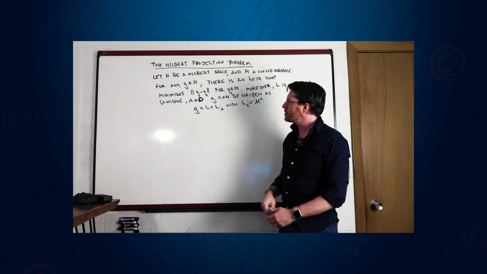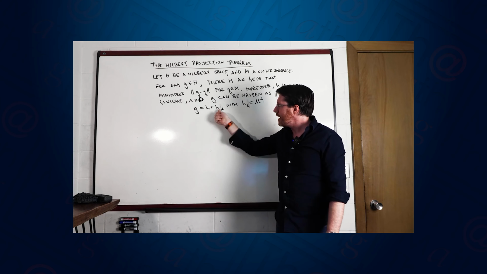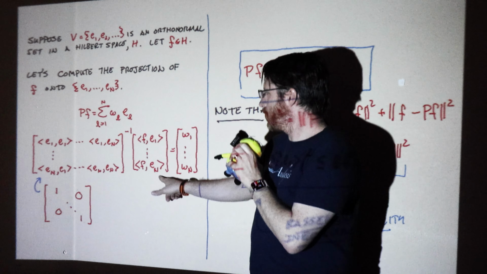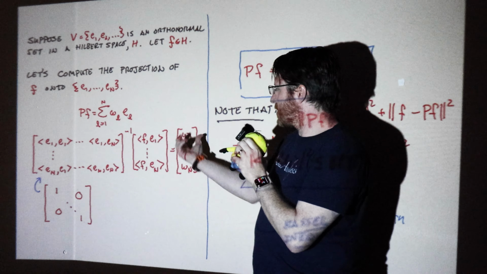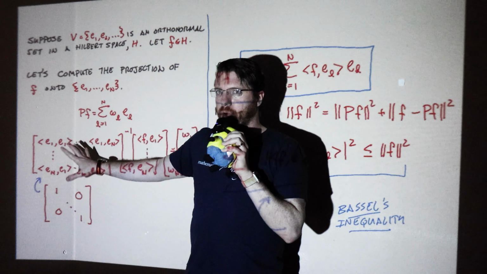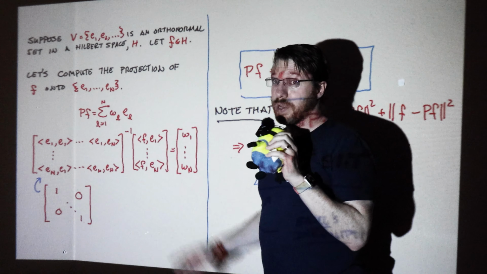Well, we know from the Hilbert projection theorem video I did a little bit ago that you need a Gram matrix. You're going to invert that against F inner producted with E1 through En. That's going to give you the weights, and these weights go here. Now, the Gram matrix is just all the pairwise inner products between your basis functions arranged in a matrix.